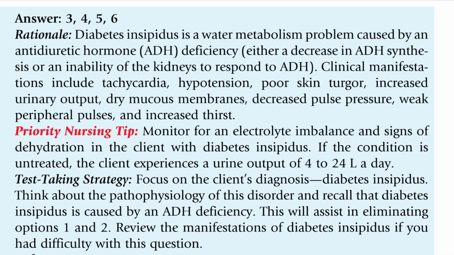Rationale: diabetes insipidus is a water metabolism problem caused by an antidiuretic hormone, ADH, deficiency, either a decrease in ADH synthesis or an inability of the kidneys to respond to ADH. Clinical manifestations include tachycardia, hypertension, poor skin turgor, increased urinary output, dry mucous membranes, decreased pulse pressure, weak peripheral pulses, and increased thirst.